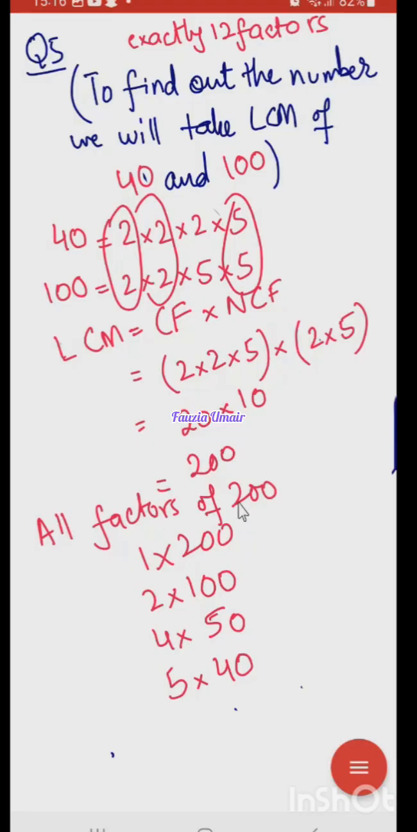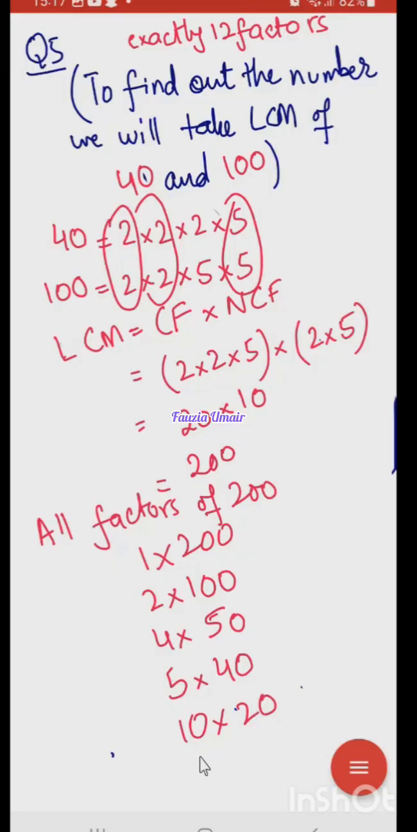7, 8 is not. 9. 10. Right, 10 into 20. 10 into 10 तो 100 होता है ना. 10 into 20. ठीक है.